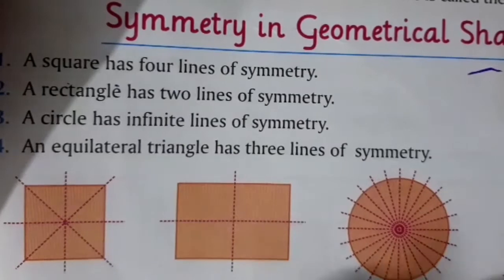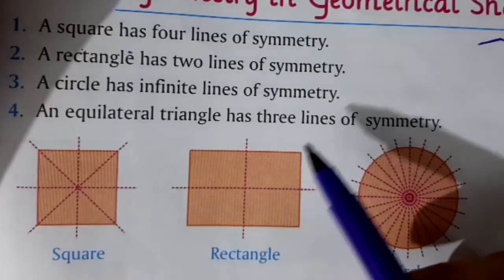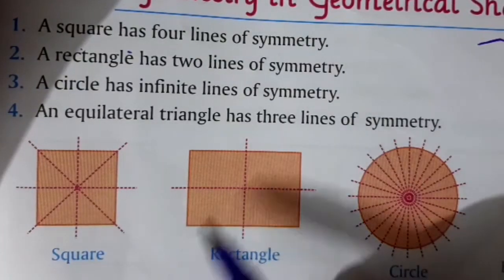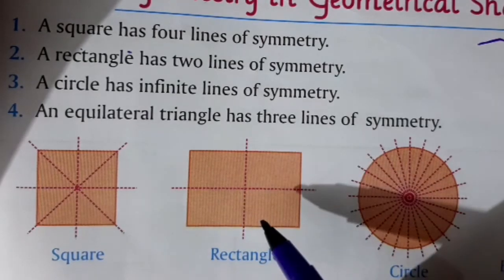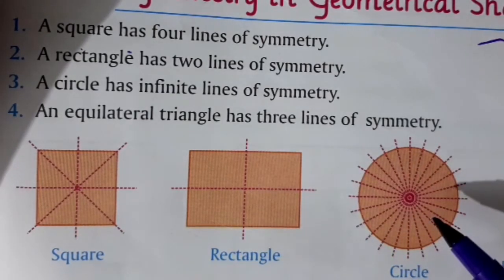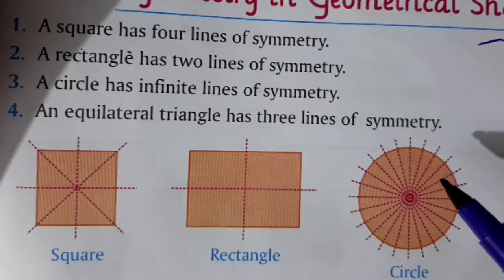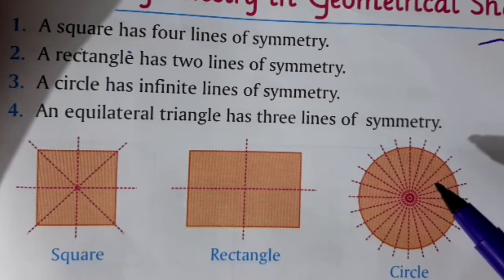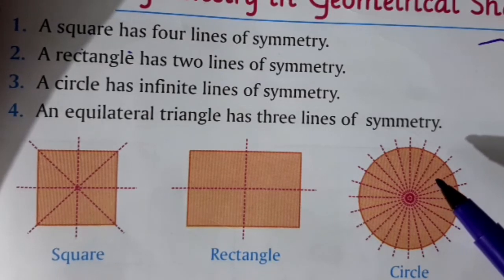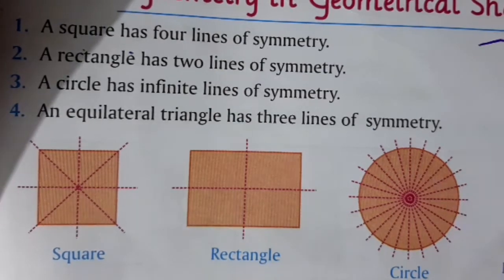In the same way, a triangle has only 2 lines of symmetry. If you try to fold it diagonally, you can see both the parts do not superimpose each other. Similarly, a circle has infinite lines of symmetry. You can fold it in any way, it will always superimpose the other part.